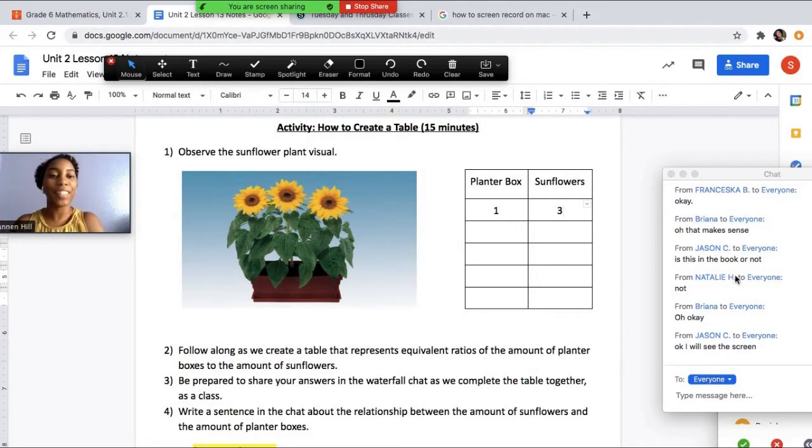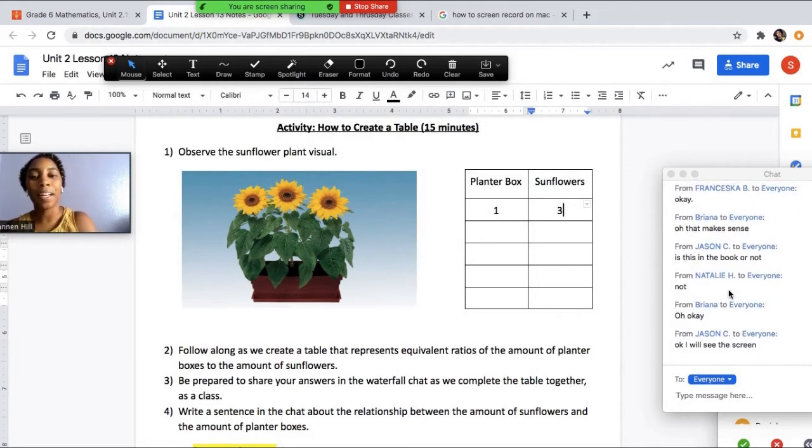You guys kind of did it earlier with the warm-up, but there's this method called waterfall chat. So you type your answer, but you don't press enter until 10 seconds is up so that everyone's answers can come on at the same time. I'm going to put a number, and then I'm going to give you guys 10 seconds to come up with the number that should go in the box next to it. But don't press enter until I finish the 10 seconds. I'm going to use my fingers.